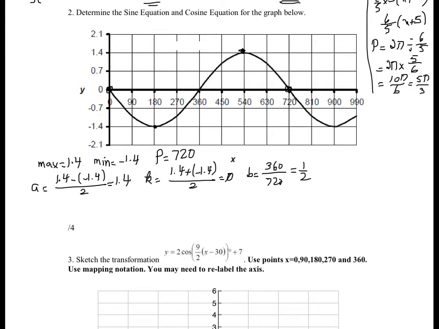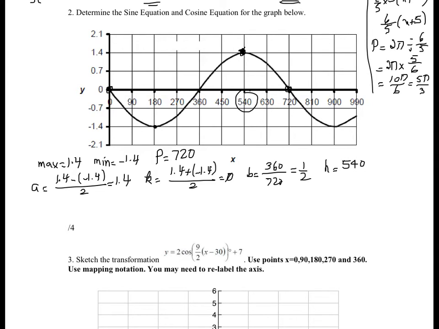Now, as I said in the class, the best equation to find first is the cosine. To find the cosine and the phase shift, find one of the maximums, and the x-coordinate of the maximum is the phase shift. If we look here, this is our maximum, and this is the x-coordinate of the maximum. So the phase shift, which is h, is 540.